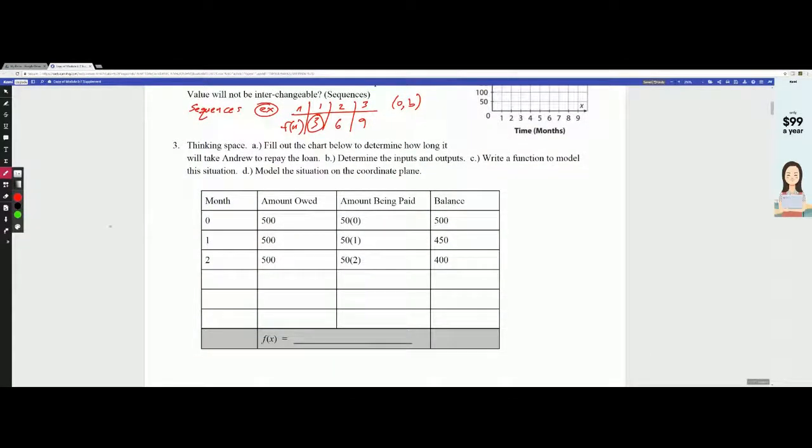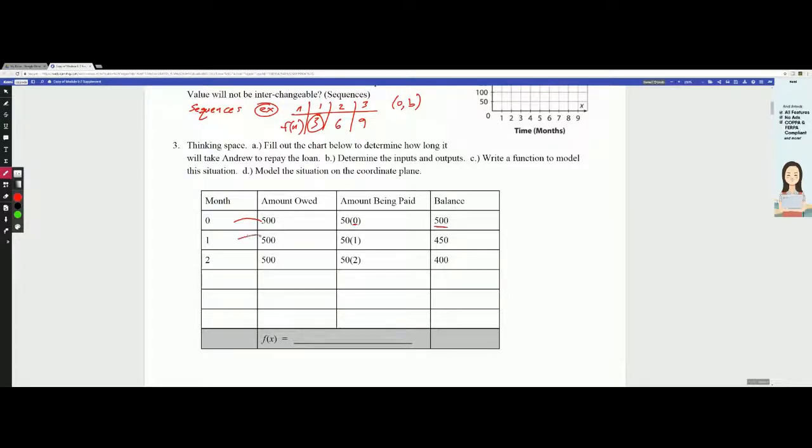All right, so thinking space. We're going to fill out this chart, determine how long it will take Andrew to repay the loan. We're going to determine the input and outputs and write the function to model the situation. So if you look here, in 0 months, Andrew owes 500 bucks. And at 0 months, at the very beginning, he's not paying them, right? The parents are basically just like, Andrew, you owe us. And he's like, okay, but he doesn't give them 50 bucks right there. He just knows that next month he has to pay 50 bucks. So he still owes them 500 bucks.